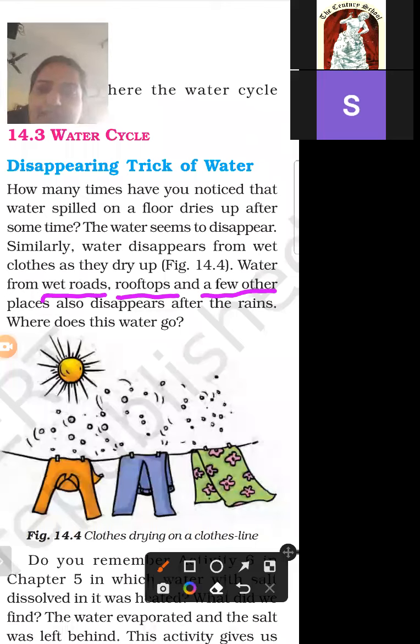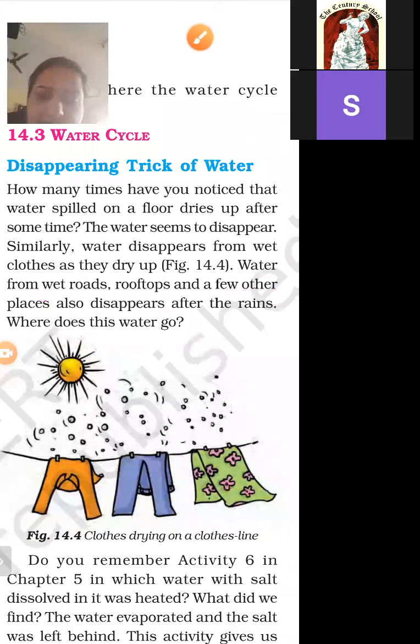It is deposited. जब बारिश आती है तो पानी हमारा डिपॉजिट हो जाता है रोड पे, रूफटॉप पे. जैसे सनलाइट आती है वो वाटर कहाँ जाता है? This water disappears. So where does this water go?